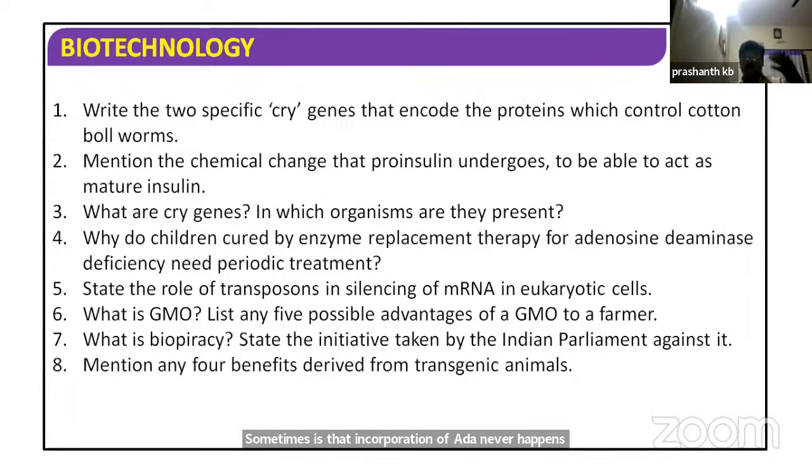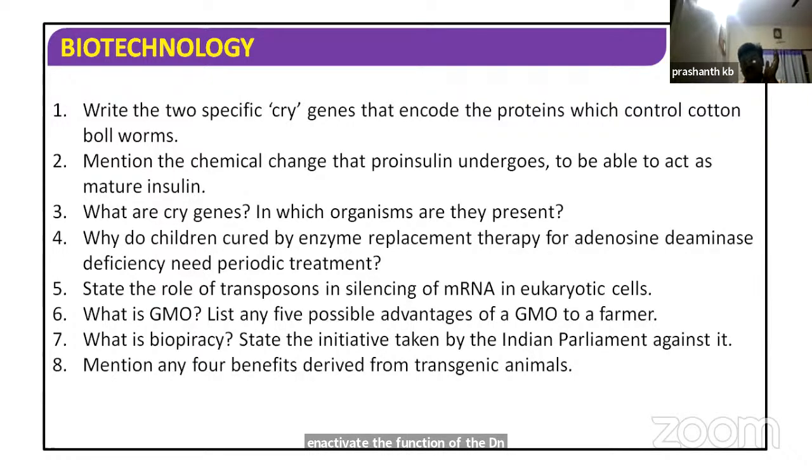So they have not been replaced in all 206 bones, they have not done the treatment. Only a few bones they are doing. That's why they need periodic treatment so that gene therapy will be used. Okay. Next, fifth question. State the role of transposons in silencing of mRNA in eukaryotes. Jumping genes, I said. What they do, they inactivate the function of the DNA. That is what the answer is.